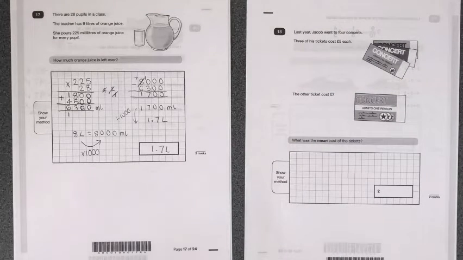Question 18. Last year, Jacob went to 4 concerts. 3 of his tickets cost £5 each. The other ticket cost £7. What was the mean cost of the tickets? Now, to work out the mean, we know that we add up all our numbers and divide by how many there are.